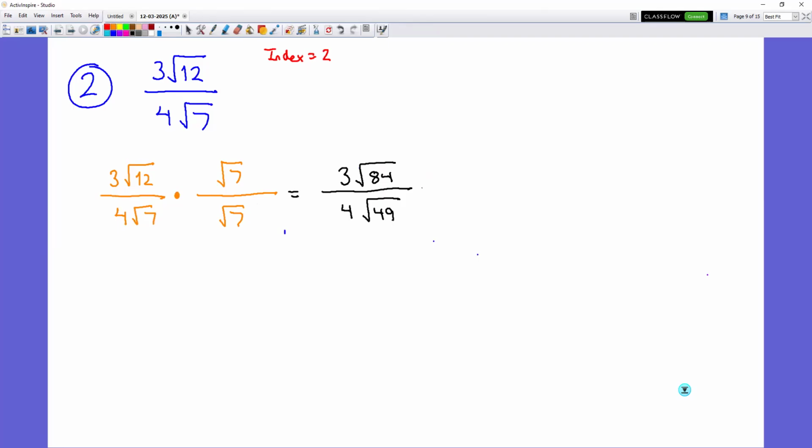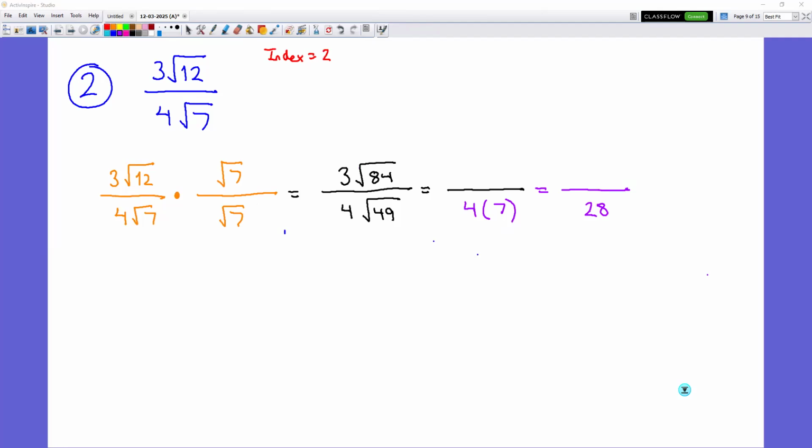But as we mentioned a little bit on the last problem, the square root of 49 is a perfect square, so we can take the square root of 49. The square root of 49 is going to be 7. So right now on the denominator, we'll have 4 times 7. And if you want to go further than that, 4 times 7 is going to be 28.